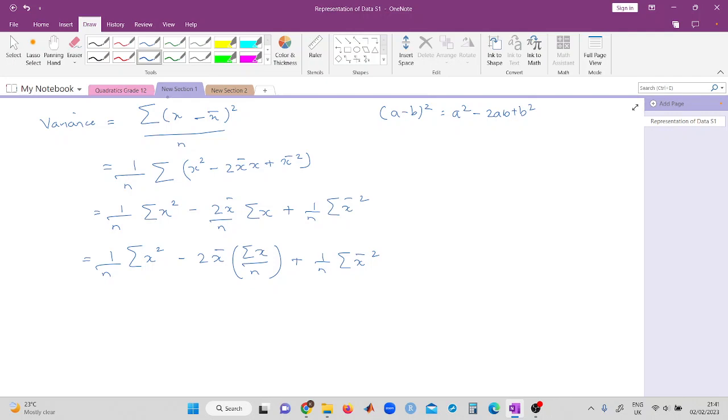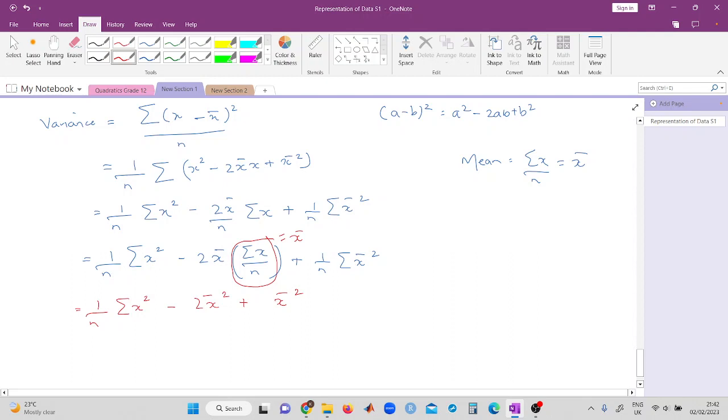This thing here, remember at the beginning of the study, mean equals summation of x over n equals x bar. So this thing here is equal to x bar. So I can rewrite it: 1 over n summation of x square minus 2x bar square. Okay. Plus this, this is something that you should know also, plus x bar square. So in the end, it gives 1 over n summation of x square minus x bar square. This is the formula.